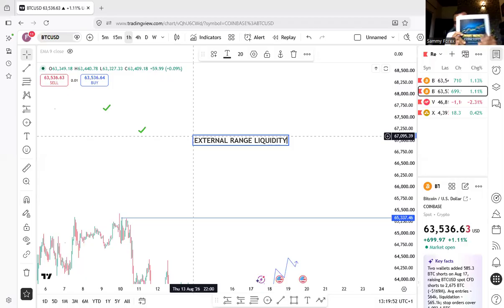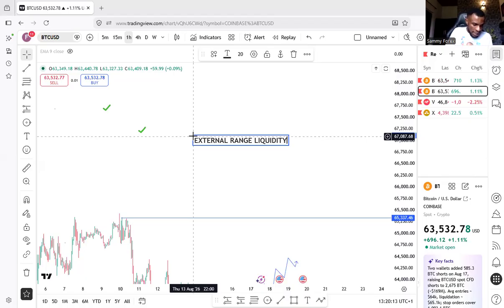Let me get my book and check it out. I have about four definitions I would like to give you, but because of our time, I will just give you only two. So write them down, it's very important. Let's go: external range liquidity.